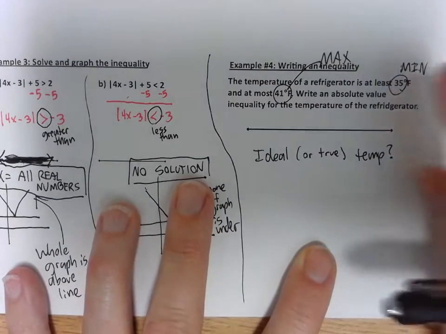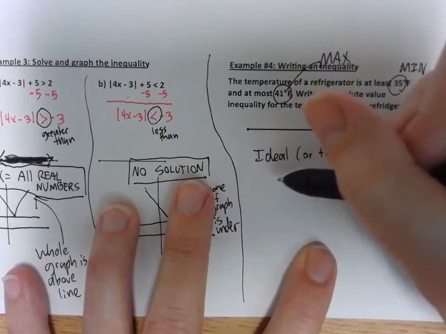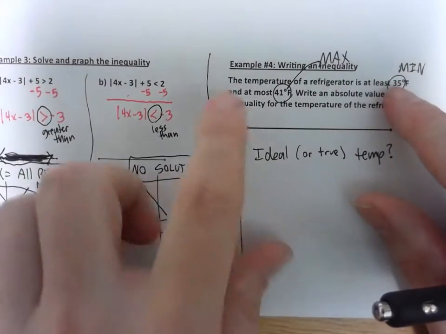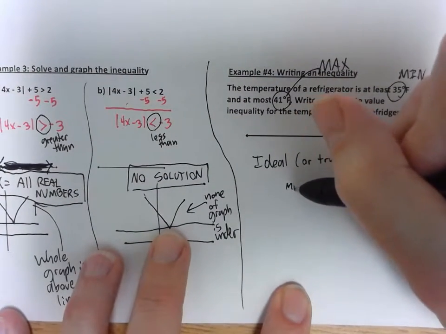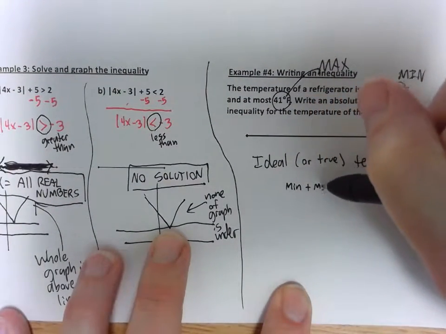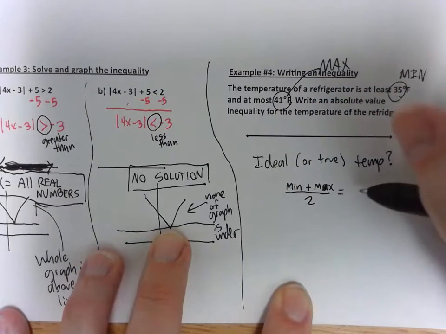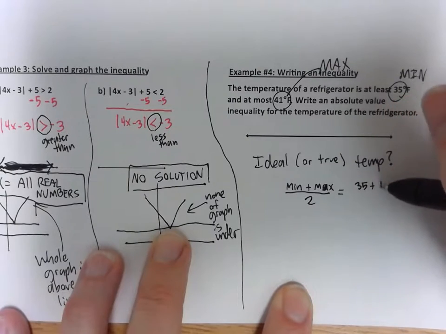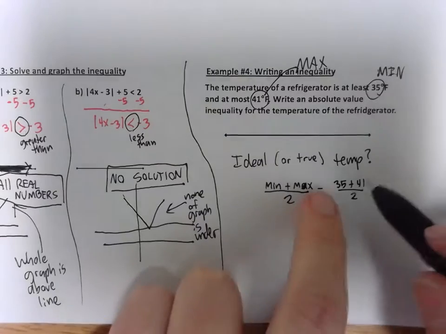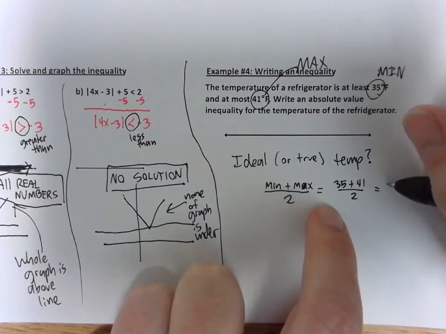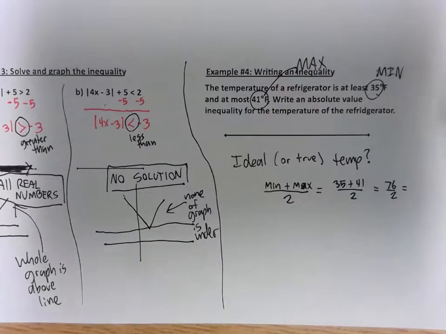Well, we can get that by finding the exact middle, okay? We can get the average of these two. Sometimes they're going to give it to you in the problem, but in this case, we have the min and the max. So what we want to do is take the min, add the max, and then divide that number by 2. So this is going to be 35 plus 41, which is going to be 76. And 76 divided by 2 is 38, I believe.